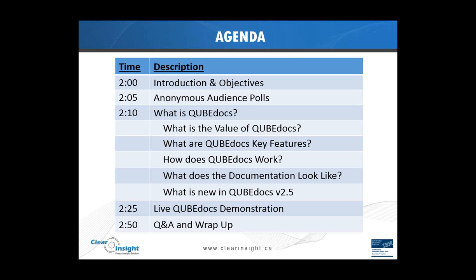So we're going to go through some objectives. We're going to have a number of little anonymous audience polls to keep things interesting through our webinar, that we'll be looking for you to respond to. And then we're going to go into an overview of QUBEdocs from the presentation here. And then we're going to turn it over to Bob, who will be giving you a live demonstration of QUBEdocs, which, of course, is probably the meat of what you'd like to be able to see today, but it's always good to give you the background and the context first, and then we'll go into Q&A and wrap up.